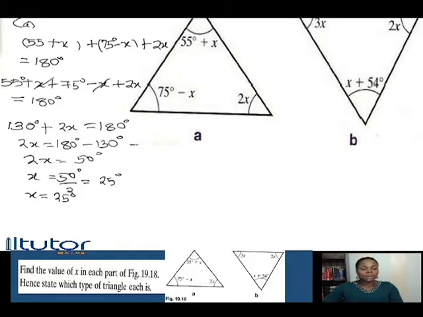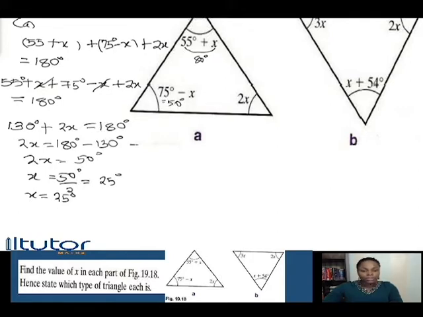So if we have our x to be 25 degrees, we will need to input the value of x in the triangle so we can know which type of triangle A is. So 55 plus x is 55 plus 25, which will give you 80, so this is 80 degrees. And then 75 minus 25 will give you 50 degrees.